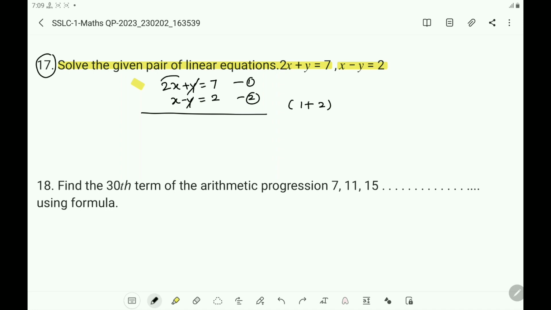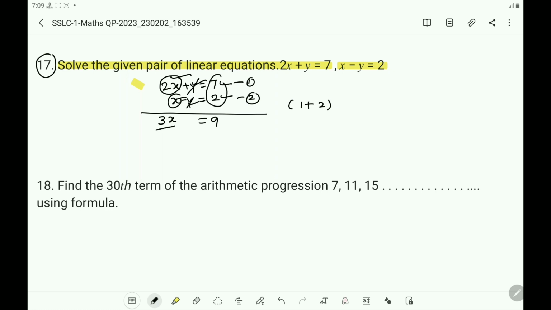Then what is remaining here? You can add this 2x and x. 2x and x becomes 3x. x means 1x. 2x plus 1x becomes 3x. And here 7 plus 2, 9. Here we have to add the first and second equation. So add this 2x and x, you will get 3x. Plus y and minus y cancel. Here 0y remains. Therefore you take 3x equals 9.